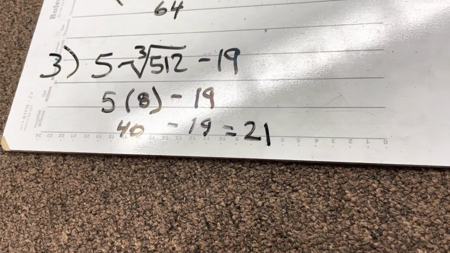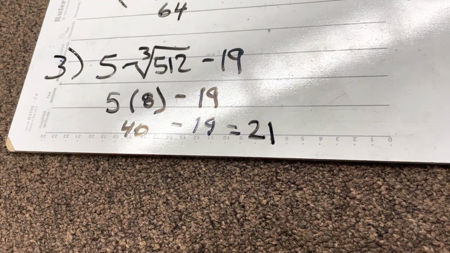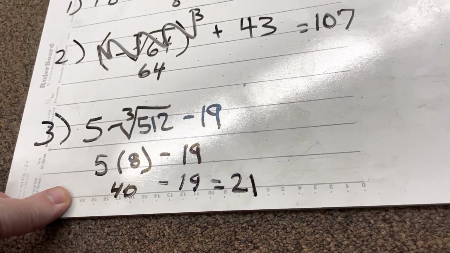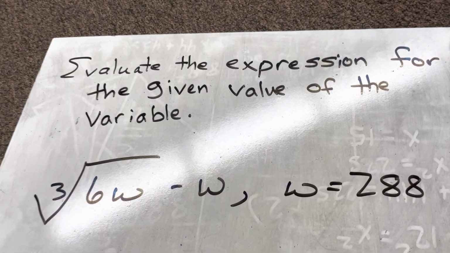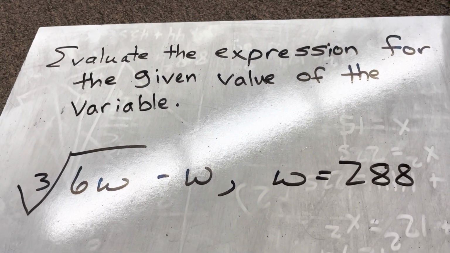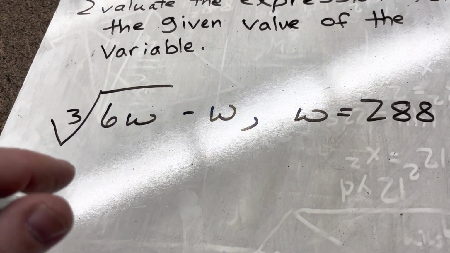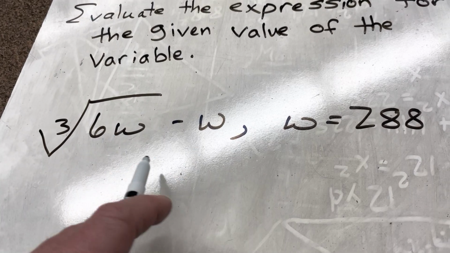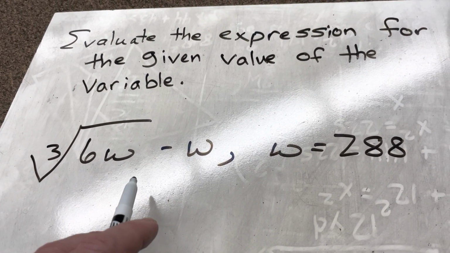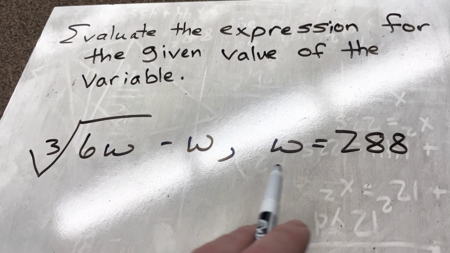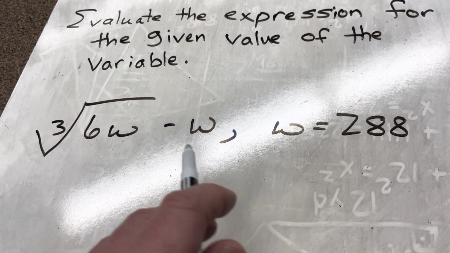And I find that that expression equals 21. All right, let's look at the next part. This one we're just going to do one example for, because I think it's going to be pretty straightforward. Evaluate the expression for the given value of the variable. So it's the same instructions as what we did before, but just now they're putting variables in and they're telling us what the variable equals.